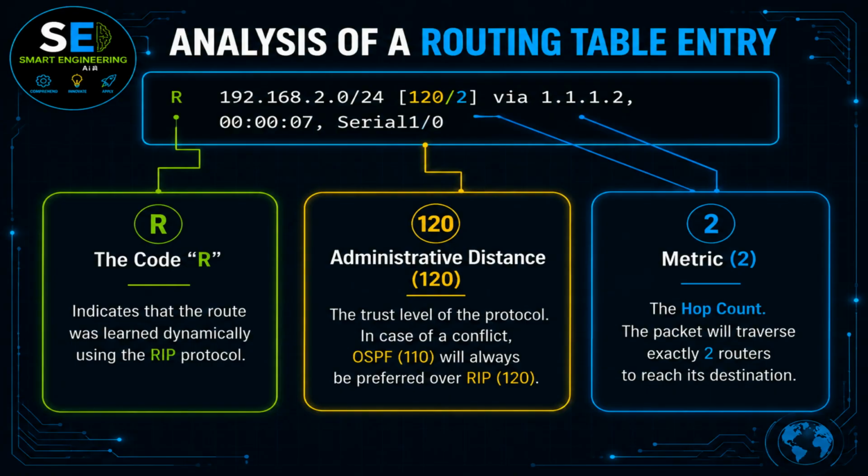The second value is the metric. Here, the metric equals 2, which means the packet must cross exactly 2 routers to reach the destination network. Then, the expression via 1.1.1.2 indicates the next hop router used to forward the packet. Finally, serial 1/0 shows the outgoing interface used by the router. Understanding routing table entries is essential for network troubleshooting and routing analysis.